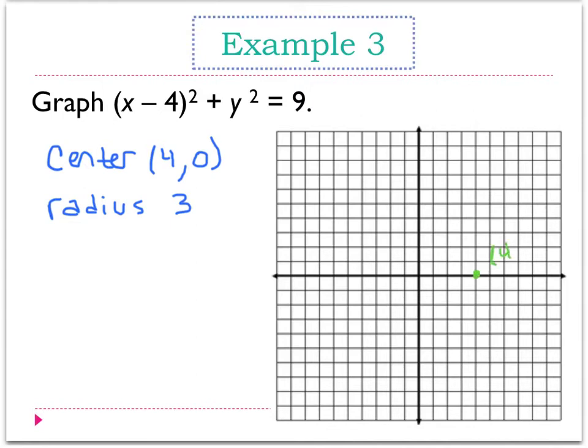So first we are going to plot the center of our circle, which is (4, 0). Now remember, the definition of a circle is it's all the points that are equidistant away from the center, and their distance here is 3. So I'm going to go in each vertical and horizontal direction to get 4 points that I know for sure are on my circle. Now, to the best of your ability, try to draw a circle through those points.